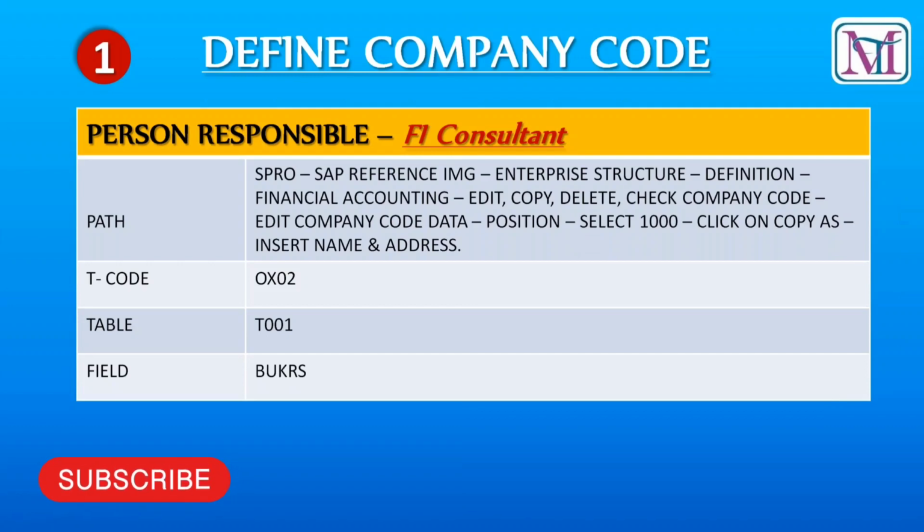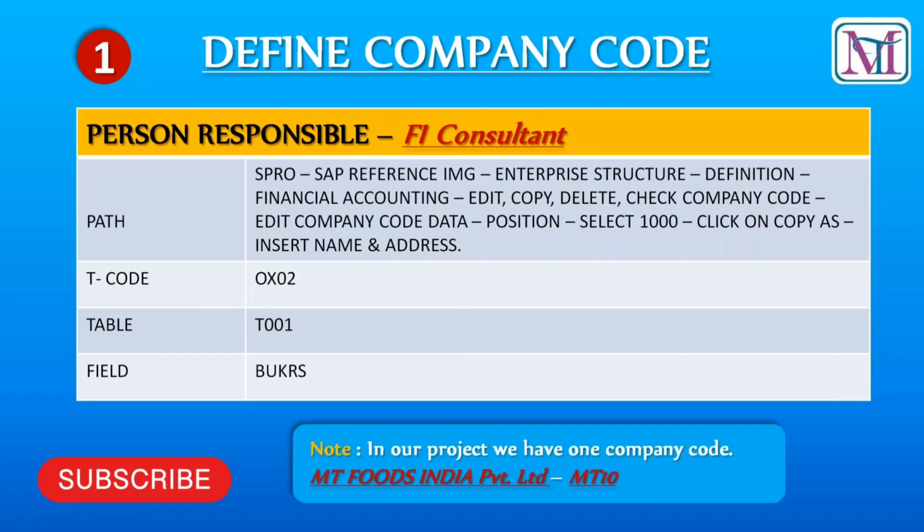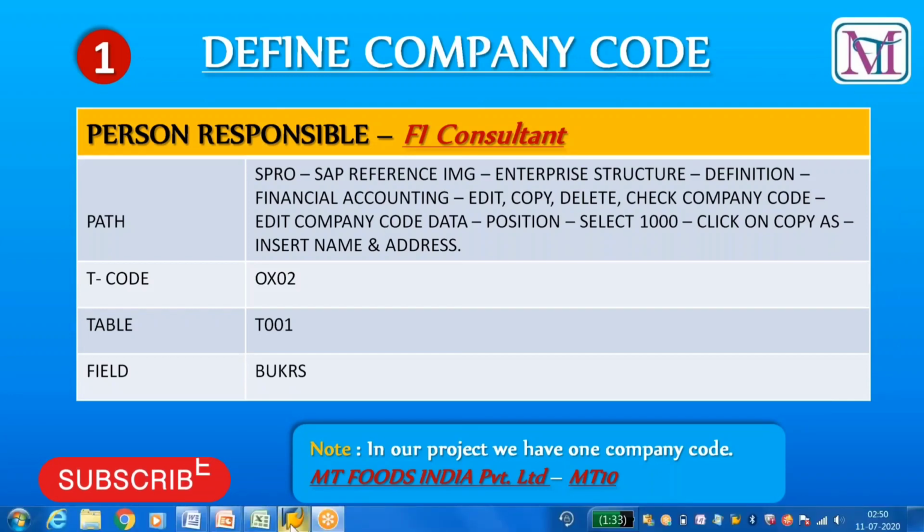So I will copy from 1000. Two ways we can create a company code. Either you can go through new entries or you can select 1000. So I'll select 1000, then click on copy as, and insert name and address. At the same time, guys, we have the T code. So now we'll enter into the SAP system, then we'll try to create the company code. So guys, in our project, we have only one company code. Company name is MT Foods Private Limited, and company code, I'll give as MT100. Sorry, MT10, because the length of the company code is 2 digits. So now we'll create the company code.